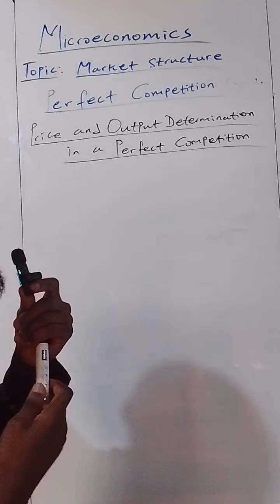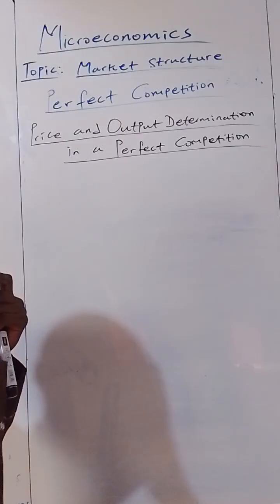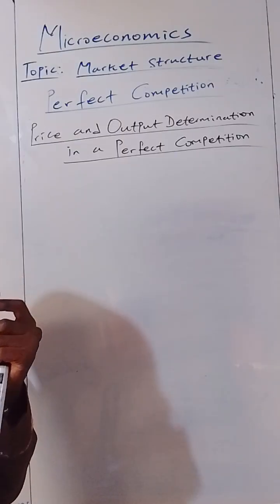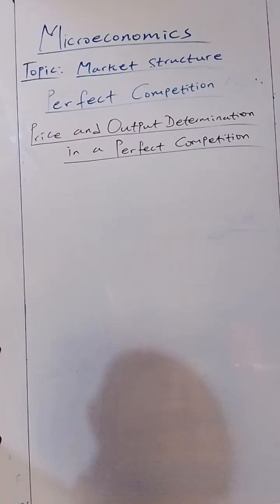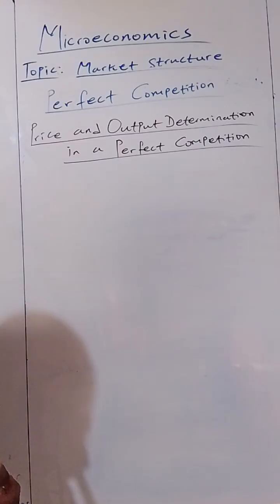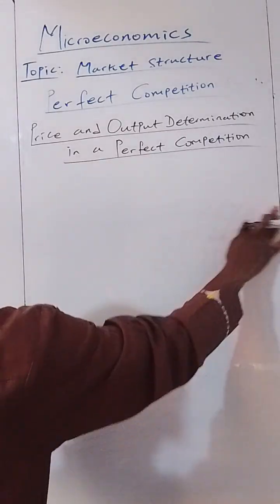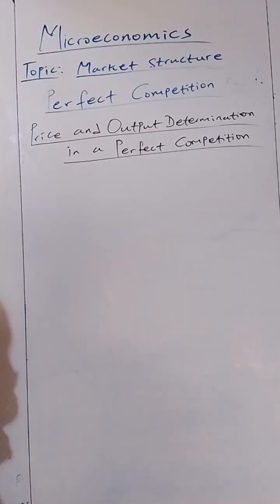Welcome to Microeconomics class. In this class, we're talking about price and output determination in perfect competition. So that is how firms determine price and output in perfect competition. So let's say we have a representative firm, a particular firm.